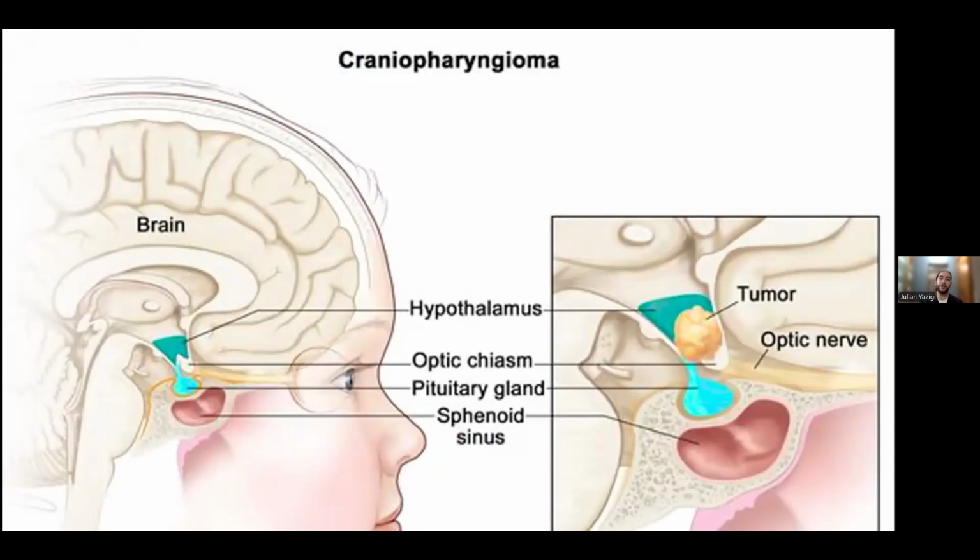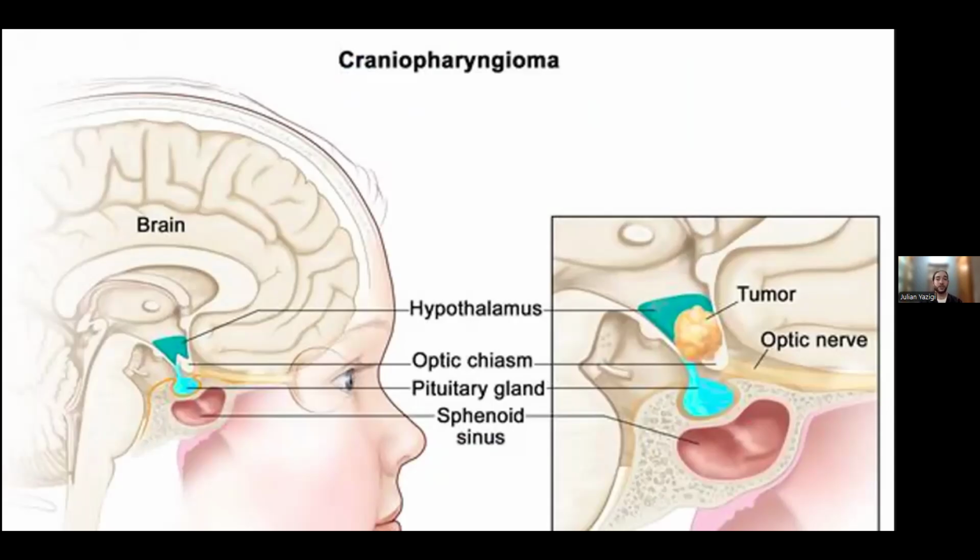Postoperatively, endocrine complications are common and often permanent. Patients frequently require lifelong hormone therapy, including glucocorticoids, thyroid hormone, sex steroids, growth hormone, and desmopressin. Long-term morbidity is dominated by hypothalamic dysfunction, particularly obesity and metabolic syndrome, rather than tumor recurrence alone.